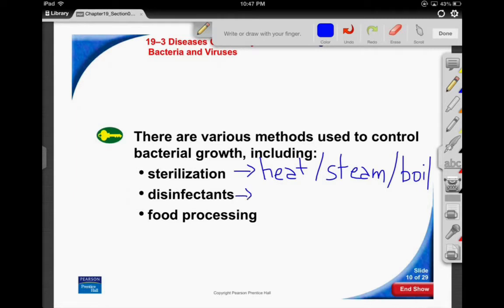Disinfectants, when we get to that, we're talking about chemicals. So that's where your Lysol and your toothpaste and things like that come into play, right? Polysporin that you rub on a cut.